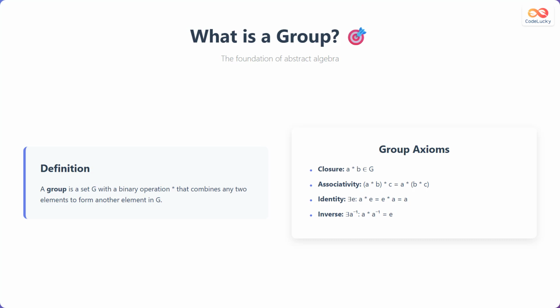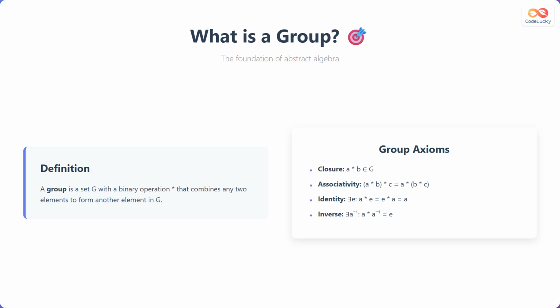Before we delve into representation theory, let's first define what a group is. A group is a fundamental concept in abstract algebra. A group is a set, often denoted as G, equipped with a binary operation, usually represented by a star symbol. This operation combines any two elements of the set to produce another element within the same set.